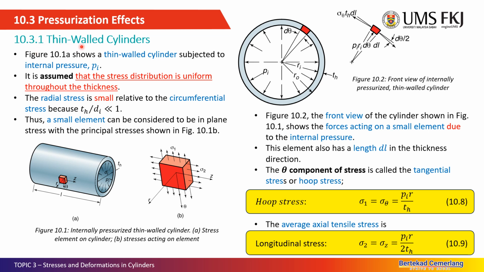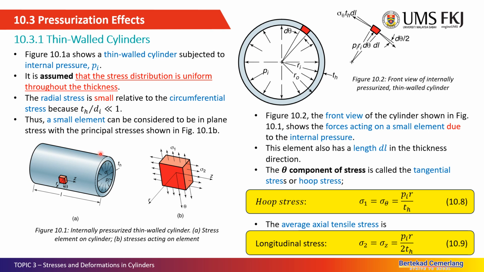Alright, so right now we look at what a thin wall cylinder is. Figure 10.1a here shows a thin wall cylinder subjected to internal pressure, where Pi represents the internal pressure. It is assumed that the pressure distribution is uniform throughout the thickness. This assumption is very important because it applies to the thin wall cylinder. So for the thin wall cylinder, the stress is considered uniform throughout the thickness.